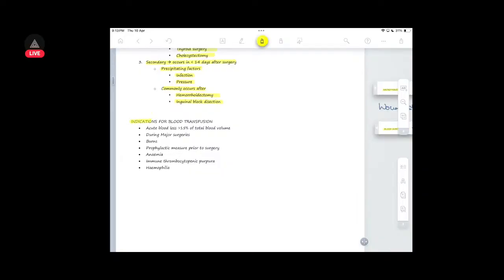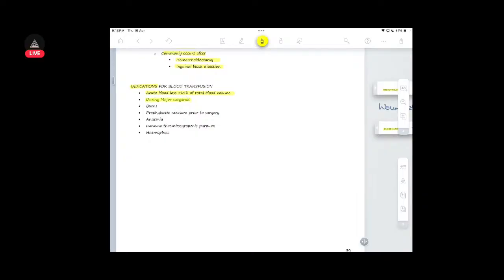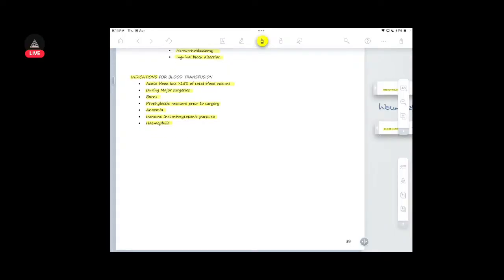So indications: you have acute blood loss, more than 15% blood volume lost during major surgery, burns, prophylactic measure prior to surgery due to anemia, immune thrombocytopenic purpura, and hemophilia. All of these are indications for blood transfusion. ITP.